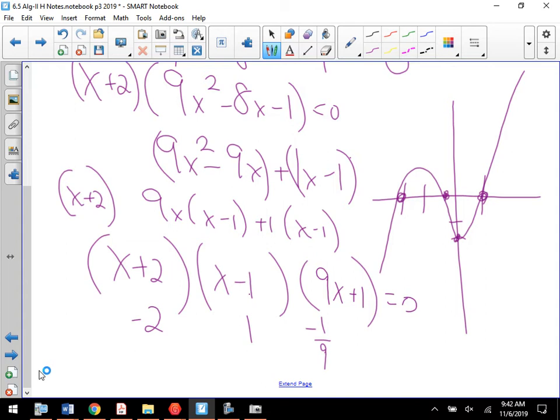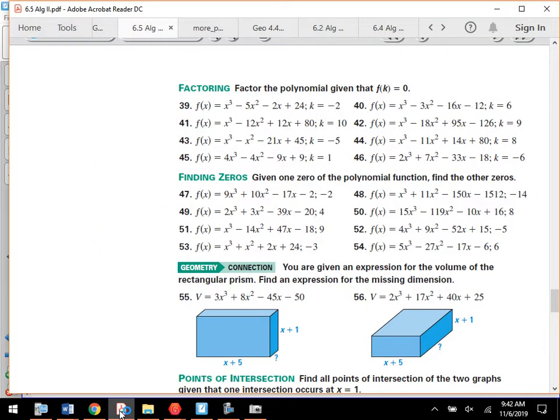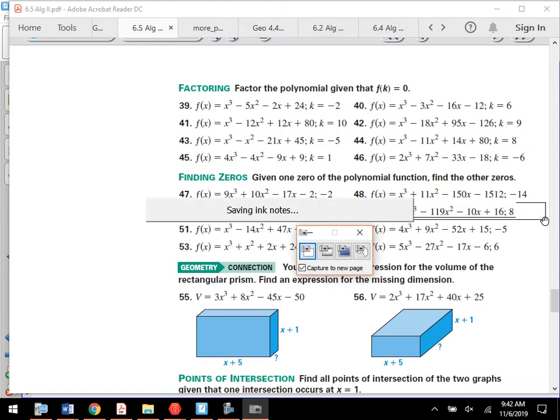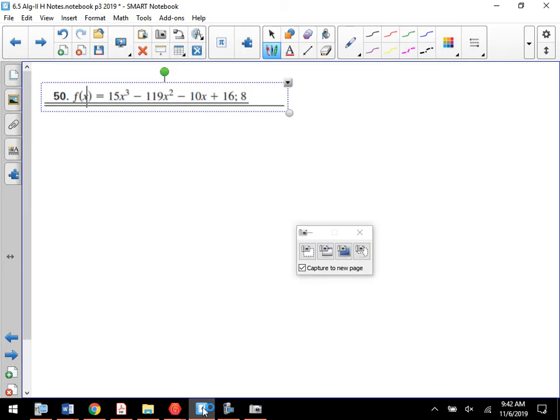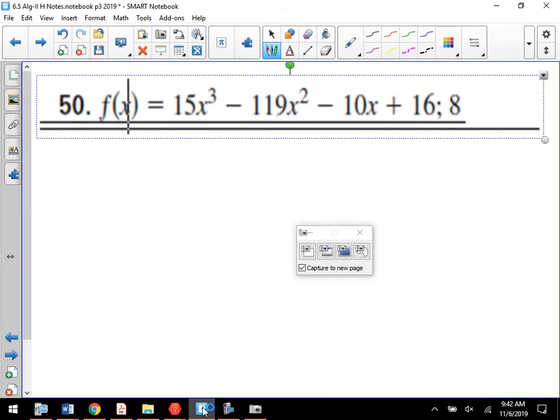Remember, dance moves. If it's positive and odd, down, up. If it's positive and even exponent, it's up, up. If it's negative and odd, it's up, down. And then it's down, down if it's negative and even. All right? We'll do another one. So if it's negative x squared, it's down. And if it's x cubed, because it's odd, think of it as a positive slope up to the right.